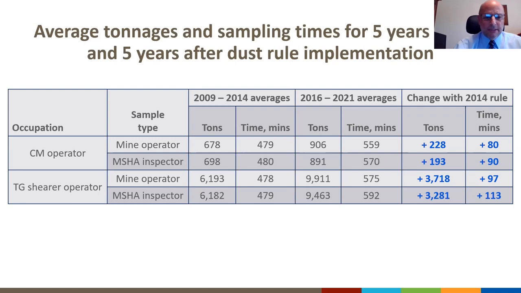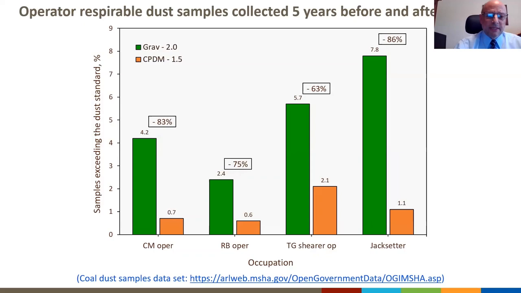However, if you look at the operator samples from that same data set, the green shows the gravimetric in 2.0. The orange is with the CPDM at the 1.5 standard. You can see a dramatic reduction between 63 and 86% in the percent of samples that exceeded the standard. And those are under the same conditions, the reduced dust standard, increased sampling time, and increased production. So a dramatic change from what the MSHA inspector samples show using the old dust sampler. Next slide, please.